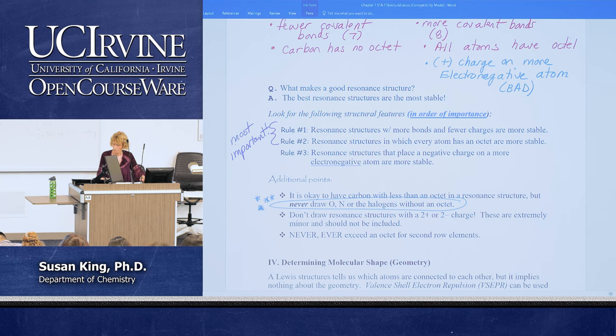Okay? Don't draw resonance structures with a 2 plus or a 2 minus charge. There are a couple of times when they do them, usually things like ozone, where we have three oxygens in a row. I will never have you draw a 2 plus or a 2 minus charge on anything ever, okay? Extremely minor, should never be included. Never, ever exceed an octet for second row elements. No Texas carbon, no pentavalent carbon, okay? It's only going to have 4 bonds.